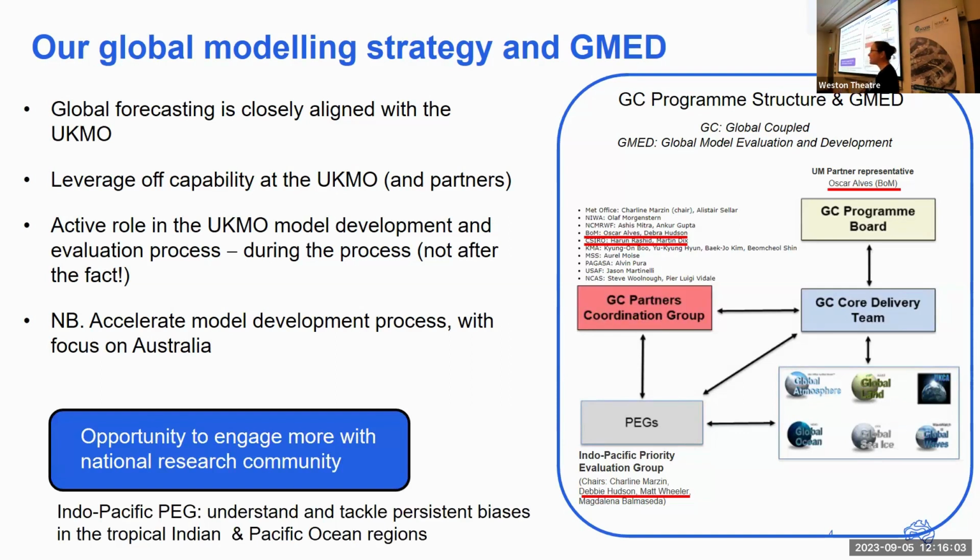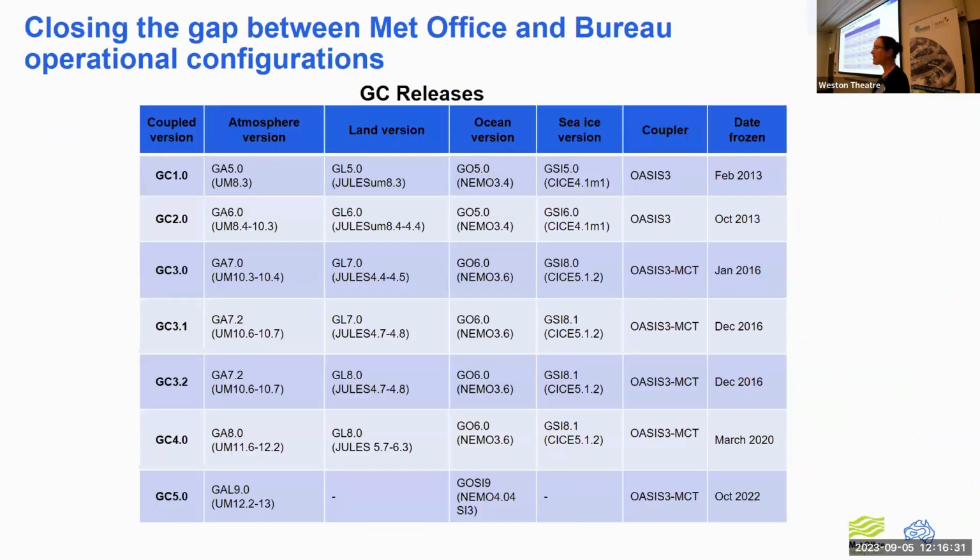And so what that really does is it's a targeted look at trying to tackle some really persistent biases that we know exist. And these biases persist not only in forecasts, but they persist in long coupled simulations, in AMIP simulations. And so the idea is, how can we actually tackle that? And I think that that's kind of one area where we can engage more in terms of the national community in looking at some of these areas and persistent biases.